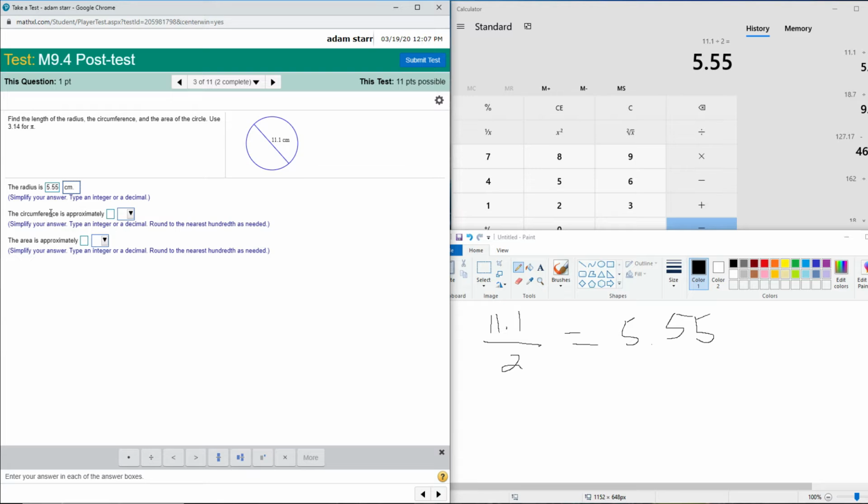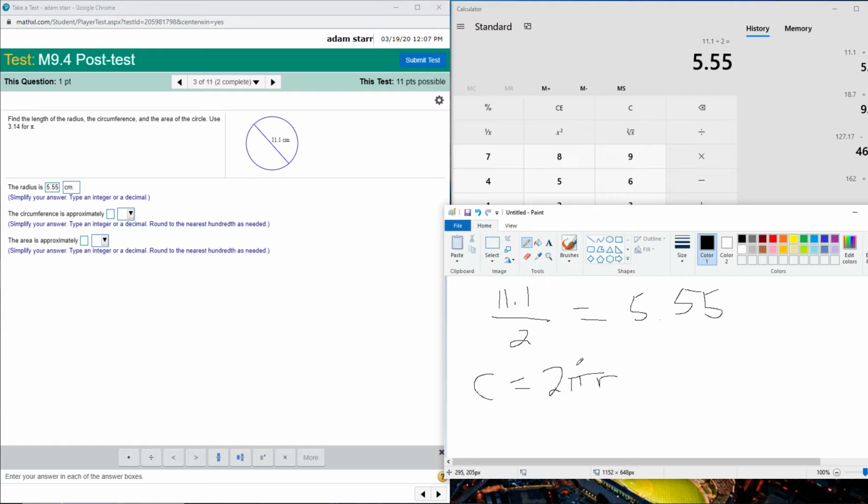Now that I have the radius, also it doesn't want you to round. So if you get a decimal, don't round it, give the exact answer. Now it's asking for the circumference of the circle. So the circumference formula is 2 pi r. It does say to use 3.14 for pi. So I'm going to substitute in 2 times 3.14 times my radius, which I found in part 1, 5.55.